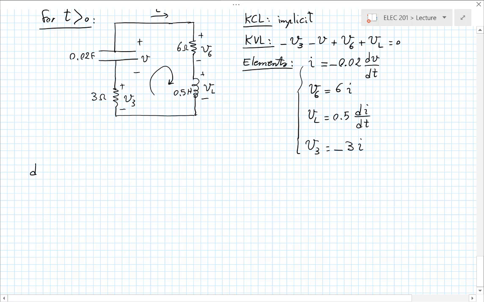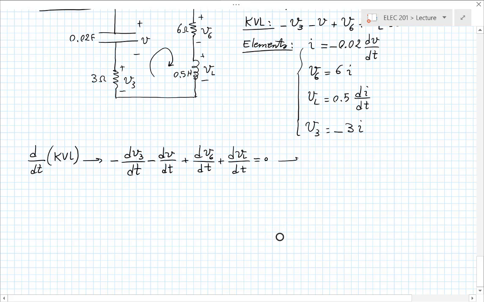So if I take the time derivative of my KVL equation, I'll get minus dv3 by dt minus dv by dt plus dv6 by dt plus dvl by dt. And now I'll replace, and I won't have to deal with an integral. So minus dv3 by dt, the time derivative of this is simply minus 3 times di by dt. And I have this additional minus here, not to be forgotten. So minus 3 di by dt. Then minus dv by dt.